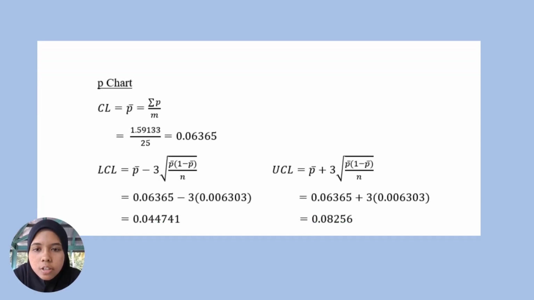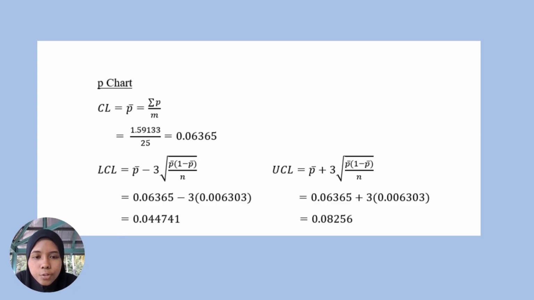Next, I would like to show the calculation for the P chart. The central line is equal to P bar, with the formula being the summation of P divided by M, and then we get 1.59133 divided by 25, which the final answer is equal to 0.06365. For the lower control limit, the formula is P bar minus 3 times the square root of P bar times 1 minus P bar, divided by N, where N is equal to 1,500. And then we get 0.06365 minus 3 times 0.006303.